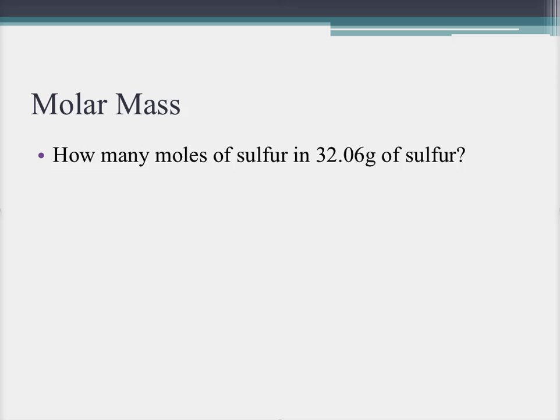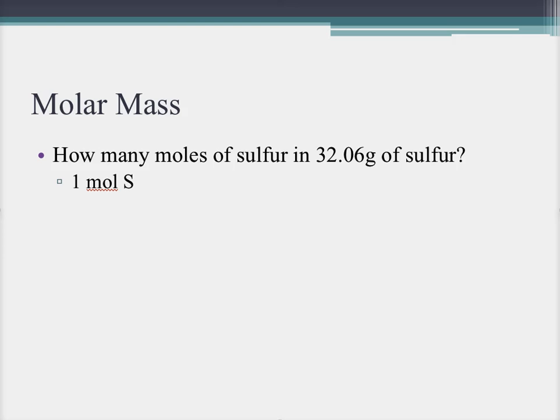Well, let's go the other way. If I had 32.06 grams of sulfur, sulfur is S on the periodic table, do you see that its molar mass is 32.06? That means 32.06 grams for every 1 mole of sulfur. So the answer is 1 mole.